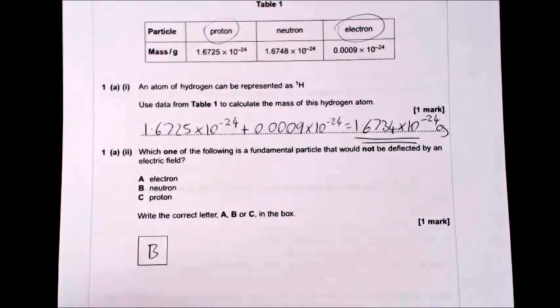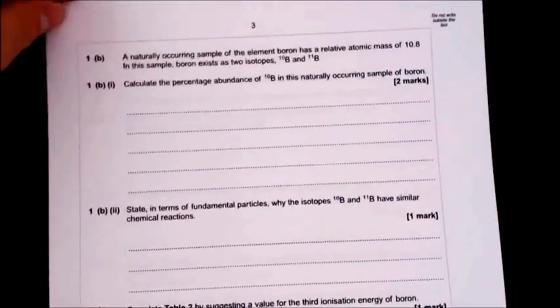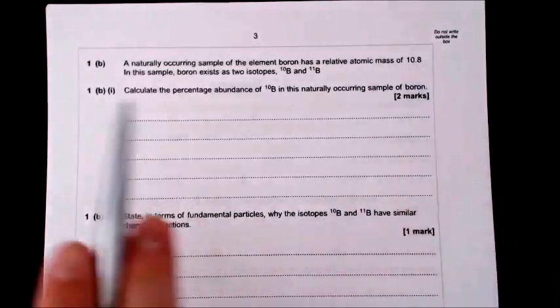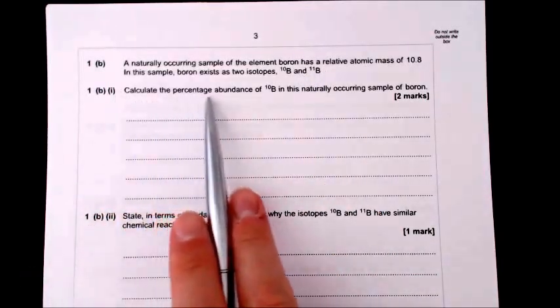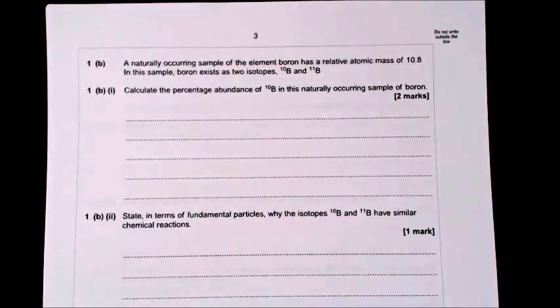Okay, so if we look at the next question, question 1b, it says a naturally occurring sample of the element boron has a relative atomic mass of 10.8. In this sample, boron exists as 2 isotopes, boron 10 and boron 11. Calculate the percentage abundance of boron 10 in this naturally occurring sample of boron. Now, this question is actually pretty difficult. It's not an easy question to do, and you do need to know a little bit of algebra to do this. But this is actually talking about relative atomic mass.